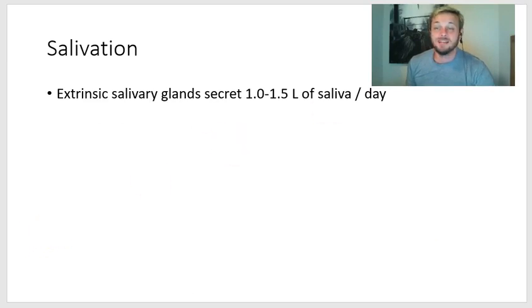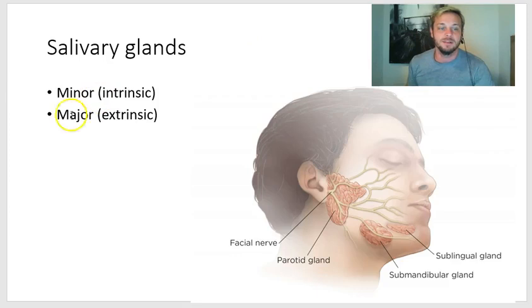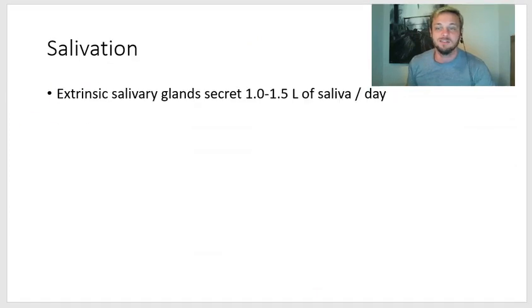Your extrinsic salivary glands make over 1 liter a day of saliva. So this is not including these intrinsics. This is just extrinsic only, and they are the major ones. They make a lot of saliva, right? You just think of like a liter bottle of spit that you make every day. That's a lot.